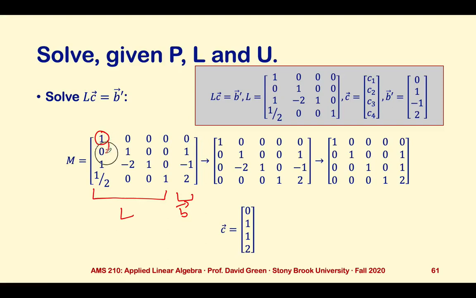Second row already has a 0. Subtract the first row from the third, because the only non-zero entry of the first row is a 1. That just puts a 0 here, and everything else is unchanged. Subtract half times the first row from the fourth. Again, because there's zeros everywhere else in the first row, this just creates a 0 in the first position of the fourth row, and everything else is unchanged.